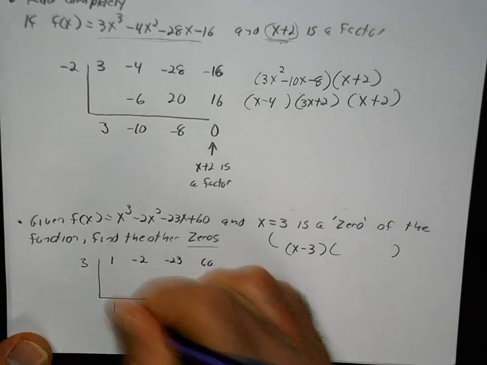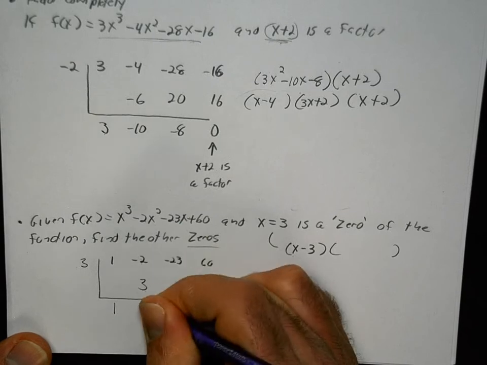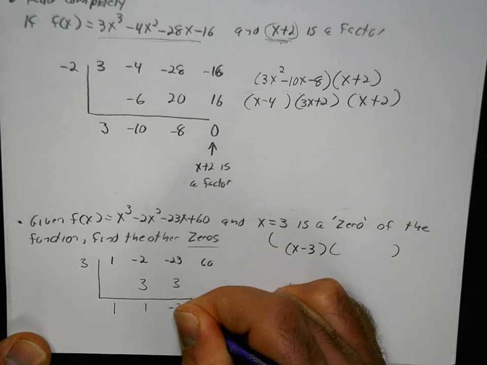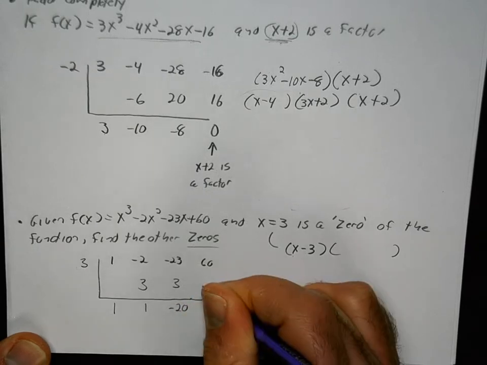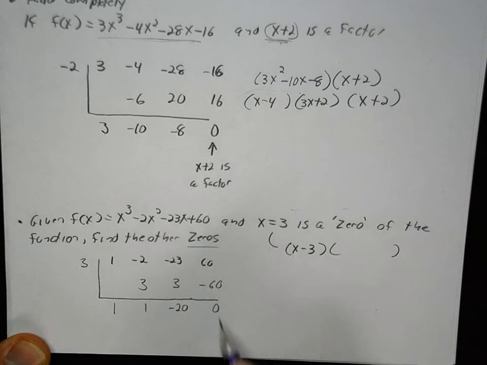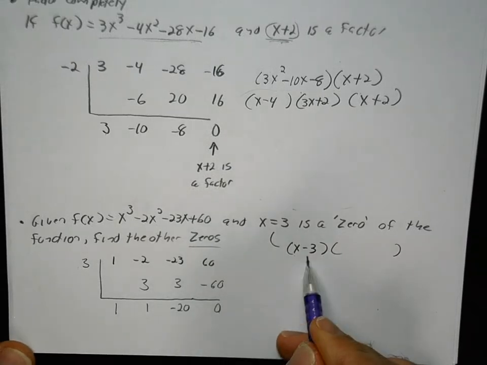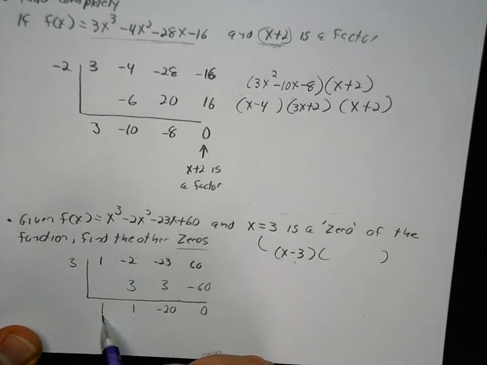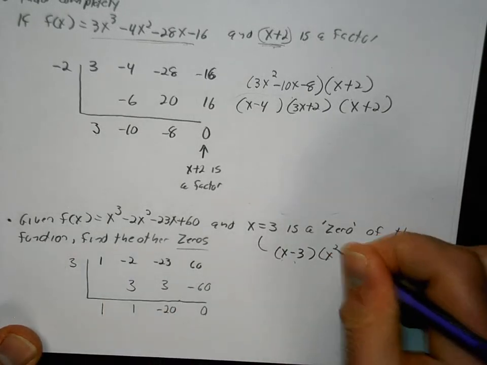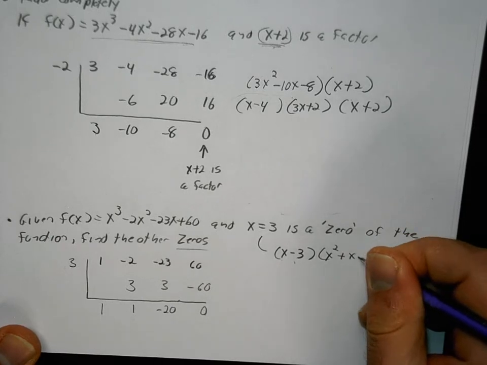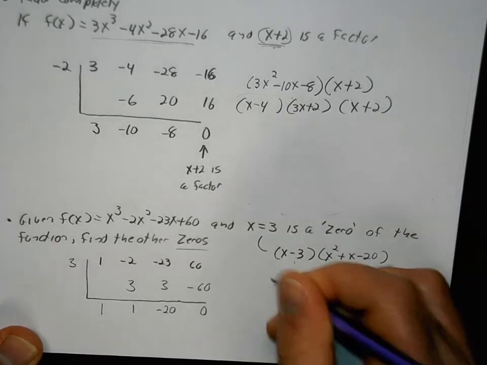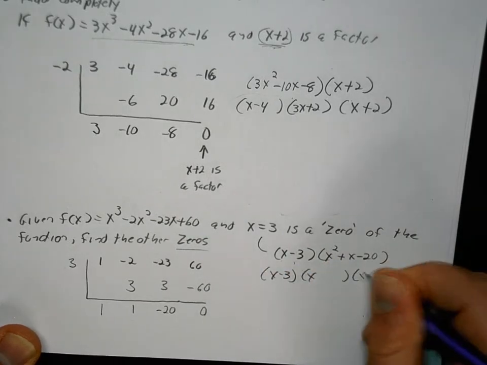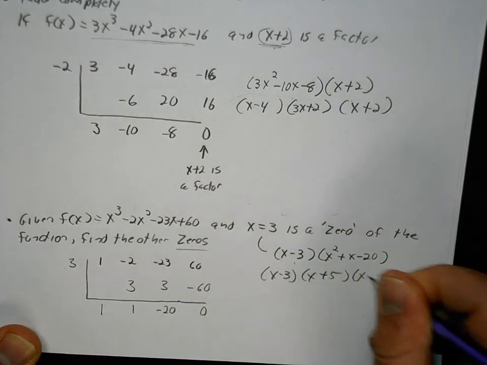So let's see. I drop that down. Multiply. I add. I multiply. I add, I multiply. Sure enough, this should end up being 0, because that would indicate that this is a factor. Okay, and the rest of it is, if this is a cube, this drops to a squared, so it's 1x squared plus 1x minus 20. So then I've got x minus 3, and then I can factor that further. This factors into plus 5 minus 4.